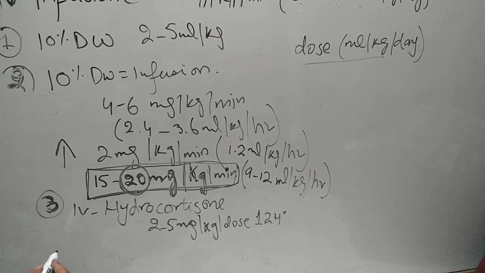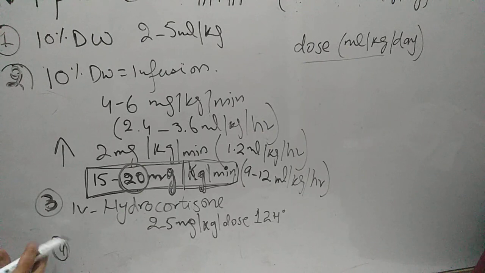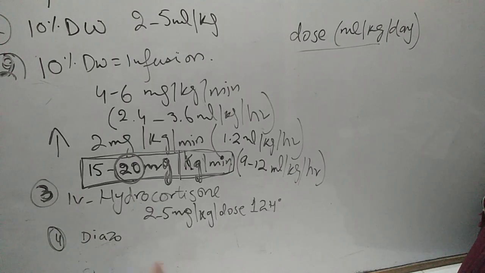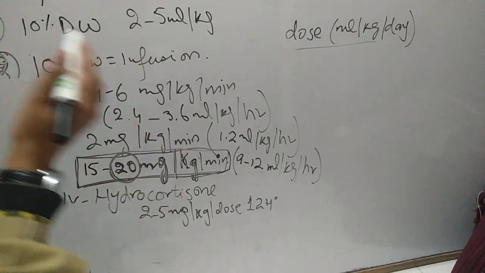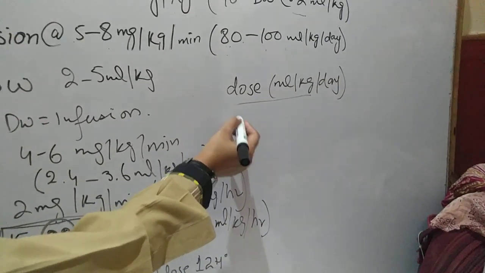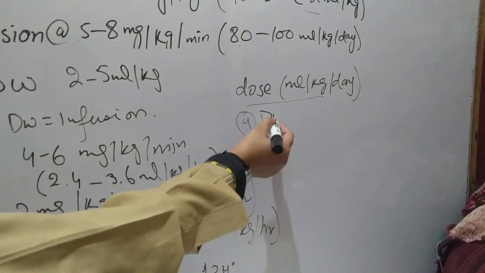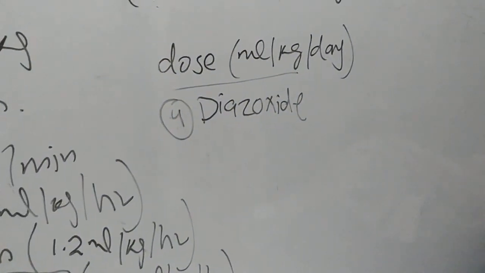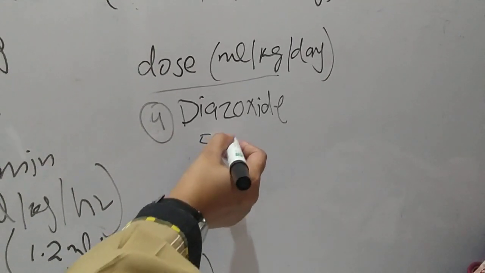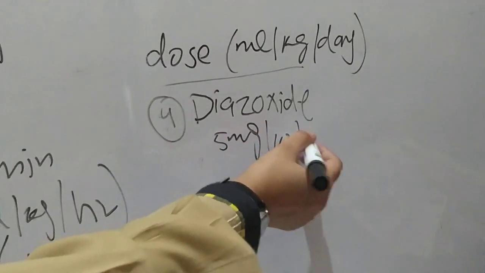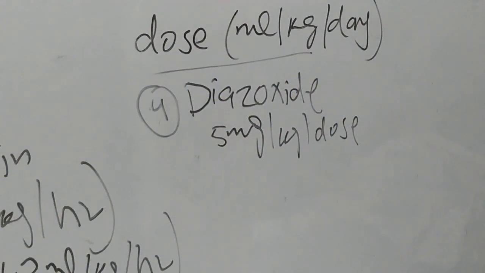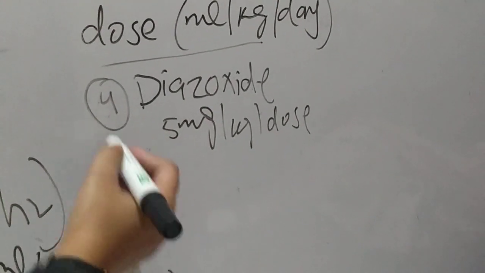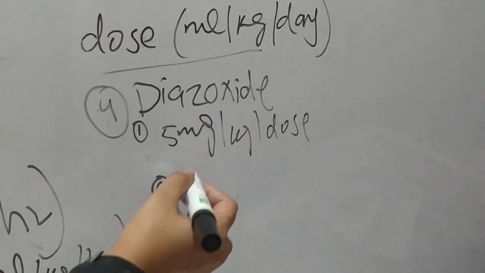And the fourth option: multiple drugs are used, that is diazoxide. The fourth option is diazoxide at the dose of 5 mg per kg per dose, 12 hourly. Okay, and the other drug options are number 1 diazoxide, number 2 somatostatin analogues.